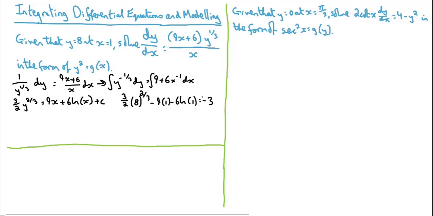Therefore, if we were to try to now just get the y squared on its own, from currently having 3 over 2 y to the 2/3, first of all, we would be dividing by the 3 over 2, or in other words, timesing the right-hand side by 2/3. 2/3 of 9 is going to be 6, so 6x. 2/3 of 6 is 4, so plus 4 ln x. And then 2/3 of minus 3 is going to be minus 2.